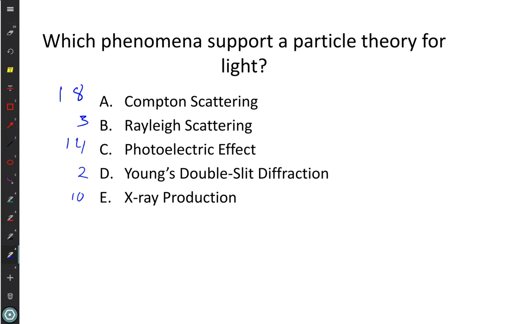The wave. The what? The wave. The bird. No, that was for, it's on here. That was the X-ray production.